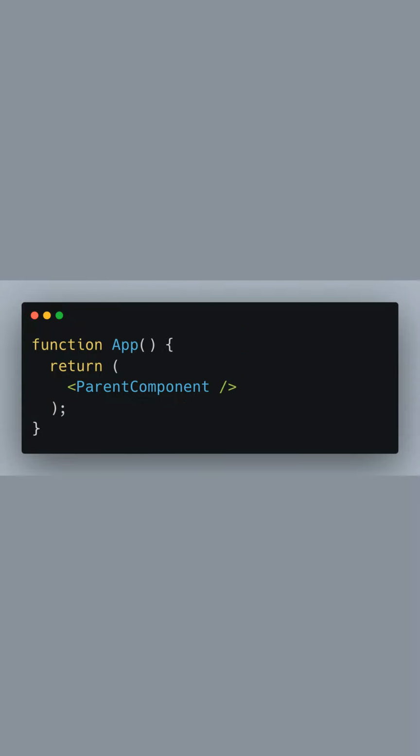Moving on, let's embed our parent component within a top-level component, which we'll name App. App is a simple functional component that renders ParentComponent. This demonstrates the hierarchy in a typical React application. ParentComponent will render the WelcomeMessage component along with the message we defined earlier.